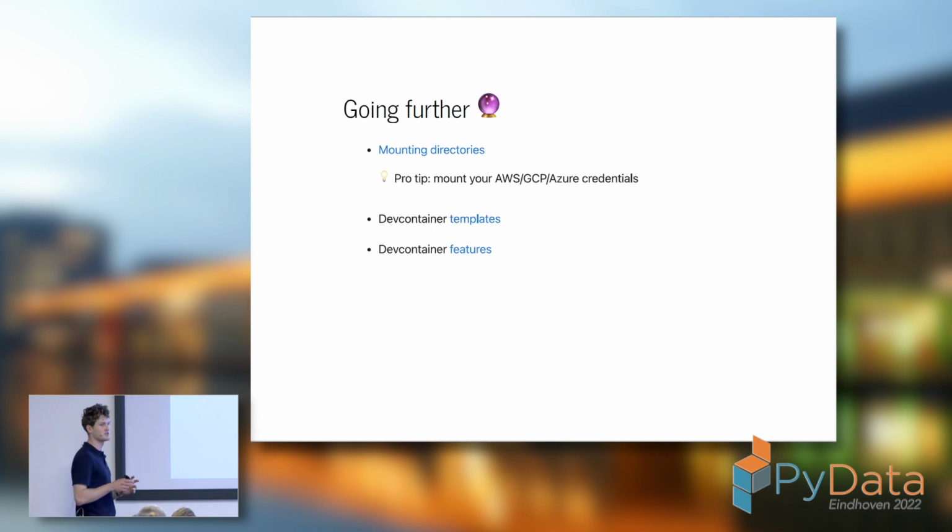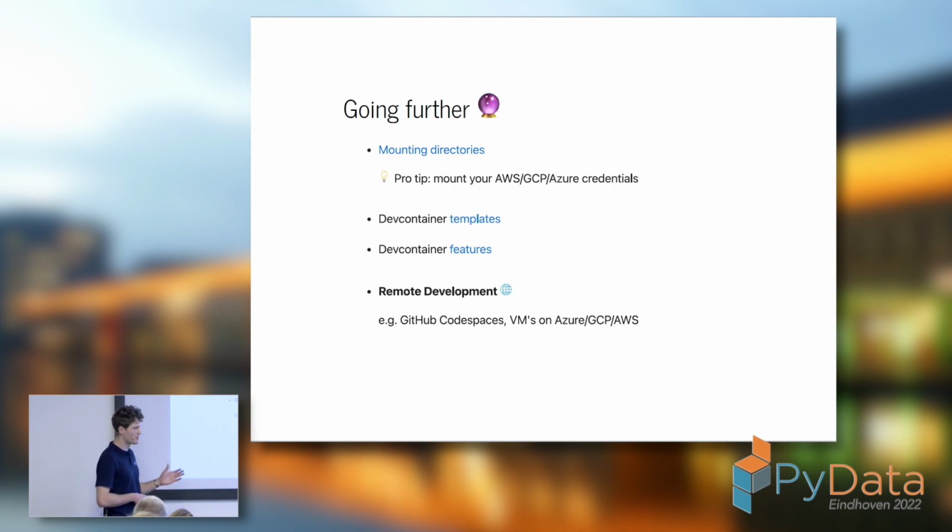There's also features, which are little snippets you can add. For example, if you want to use the AWS CLI or Azure CLI. These are kind of like little snippets you can add to your Devcontainer image, just for convenience. And then maybe most importantly, remote development.